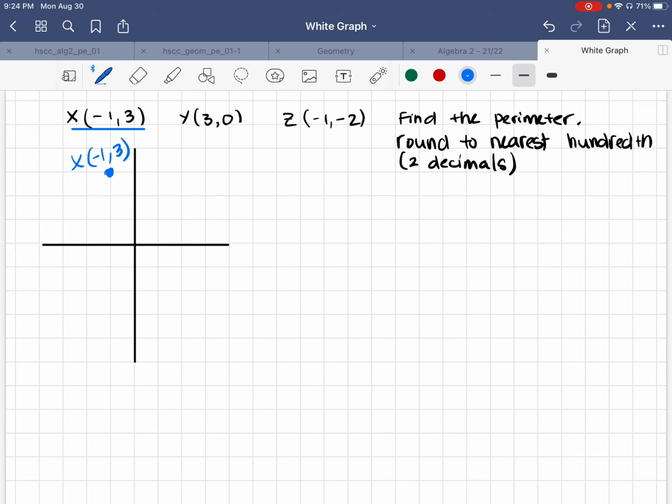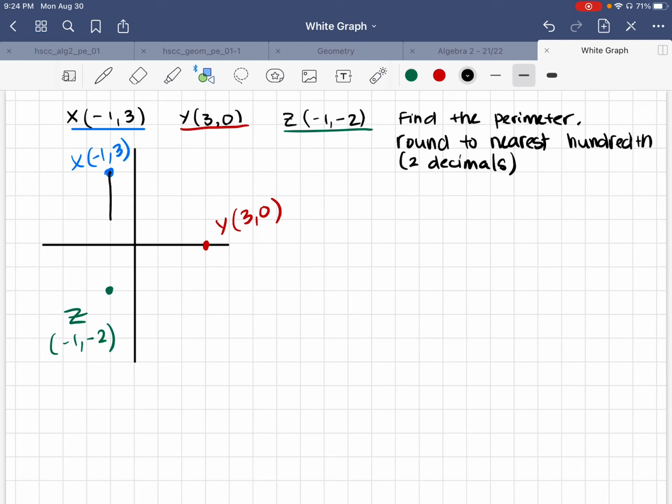And then I'm going to do the same thing except y is at 3 comma 0, which is located right here. So we have y, which is at 3 comma 0, and then we're going to finish it off with z, which is at negative 1, negative 2, which is right here. So put z there, which is at negative 1 comma negative 2. Now, the reason why I'm writing the actual points in is it's going to be really helpful for me later because you are going to have to find distance and stuff like that.